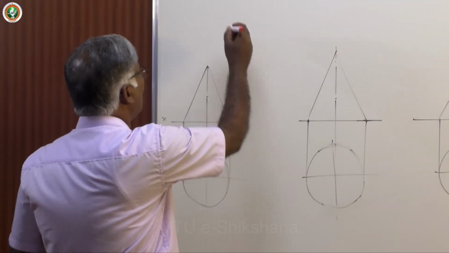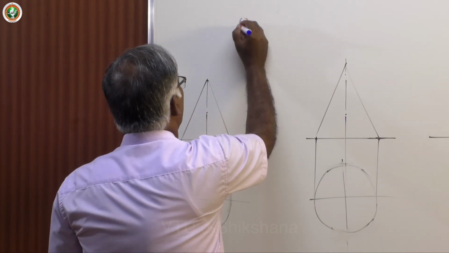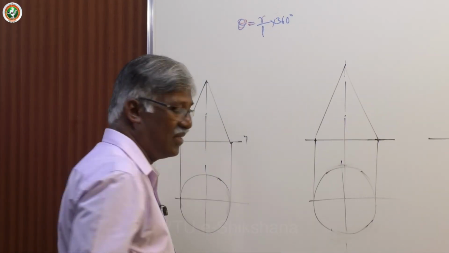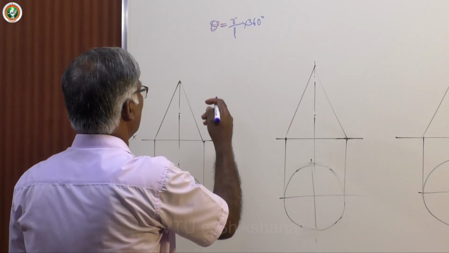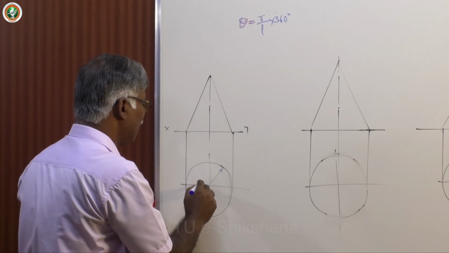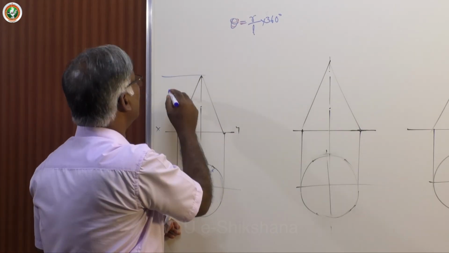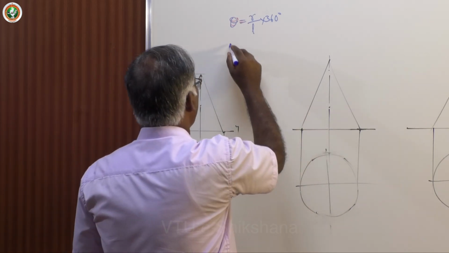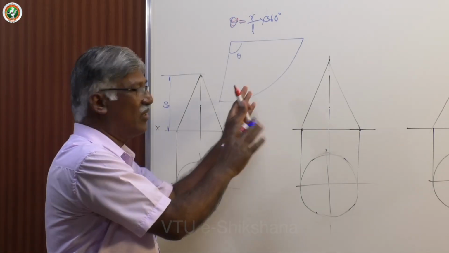Theta equal to R by L multiplied by 360. This is what the requirement. Now suppose that you have the diameter value, say 50, and the value of height is say 60. Now how to calculate? Suppose that the entire total development is this. This is theta. This is the sector you get.